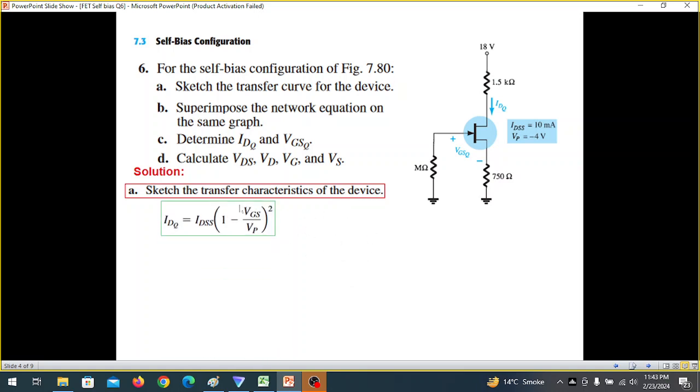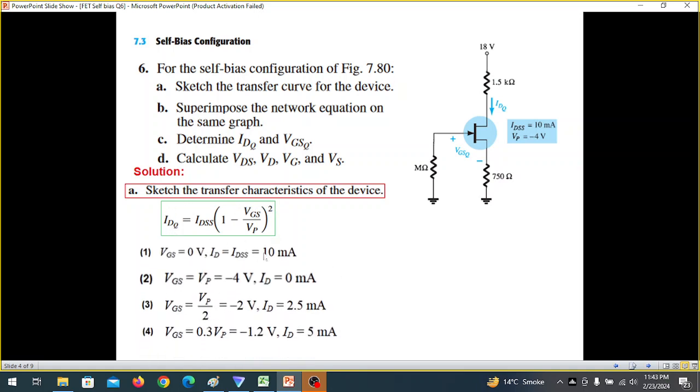We have learned that it can be plotted from the Shockley's equation, by taking various values: VGS equal to 0, VGS equal to VP, VP by 2, VGS equal to 0.35 VP, we find the value of ID, and then we can plot. This graph is plotted like this for various values, like when VGS is 0, then IDSS is 10 milliampere. Similarly, these 4. So this is the device characteristics curve.